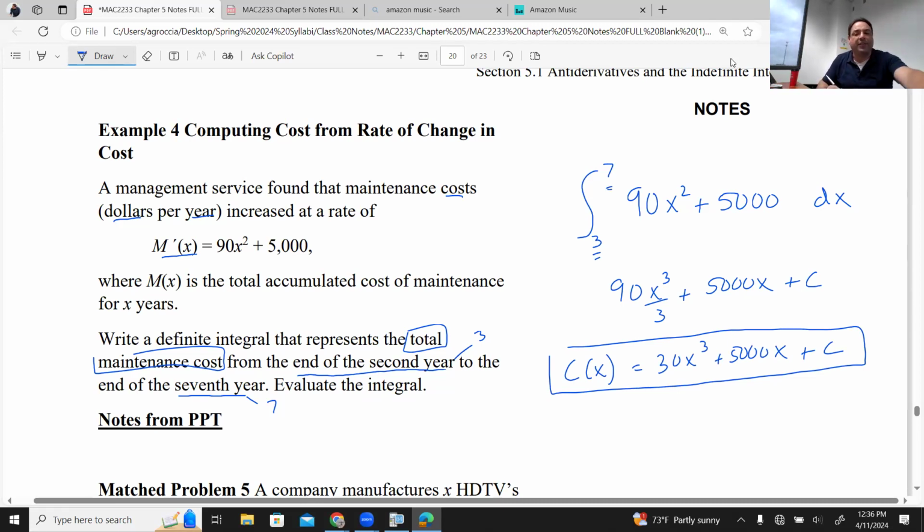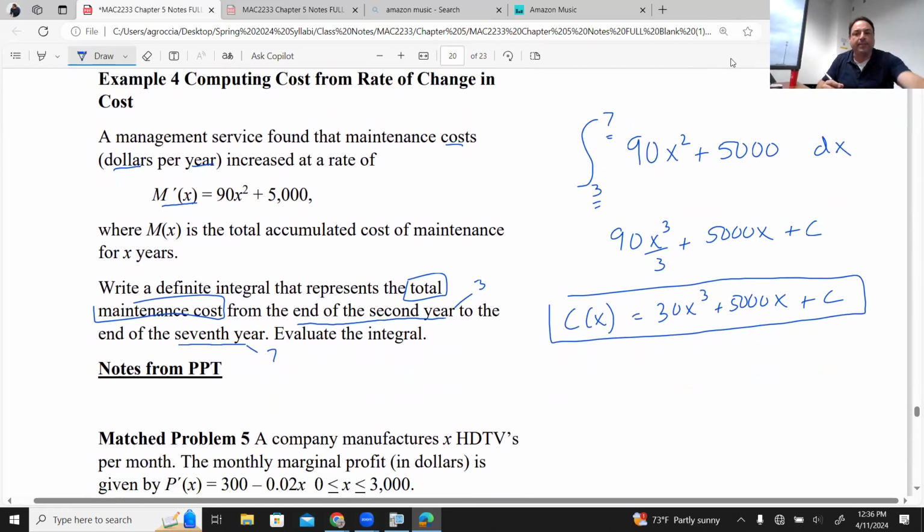So if we kind of think about this, hopefully it will kind of click and make sense. If I plug in 7, 30 times 7 to the third plus 5,000 times 7. Again, I'm not putting the plus c because I know c minus c is 0. That will give me the total cost for all 7 years. And that's not what I want. I only want from 3 to 7. So we're going to subtract out the first 3 years.